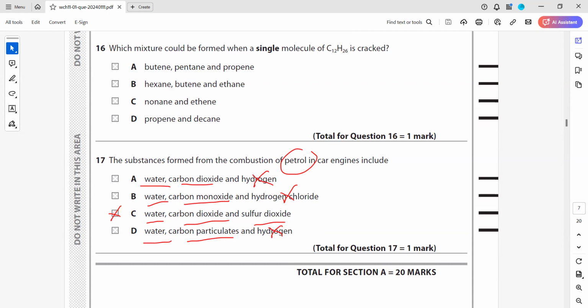So these are the MCQs from the mock. Now we'll discuss the structure questions.